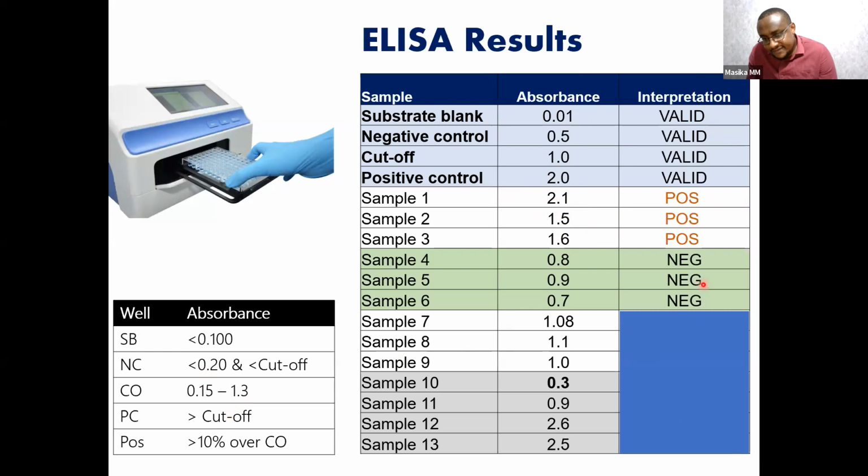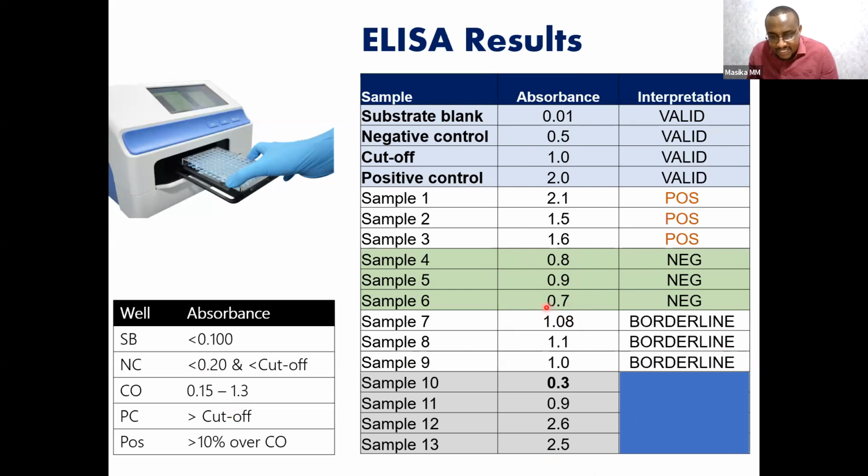Then you can also have negative. You can see these ones are below the cutoff, so no worries there. But you have others that are borderline. These ones are not more than 10% higher than the cutoff. So this becomes a bit tricky. And then the best thing to do here is, any ideas? What do you do with the borderline assays?